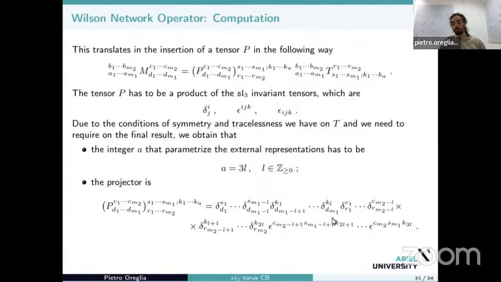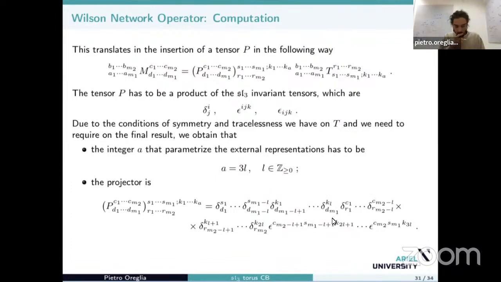This is a peculiarity of this case, first of all, because this kind of restriction does not appear in the SL2 case. It is essentially due to the fact that we have upper and lower indices here, and this forces this relation here. And so, okay, remembering this fact, we find that the projector we were looking for can be expressed in this way, this kind of product of deltas and Levi-Civita tensors.